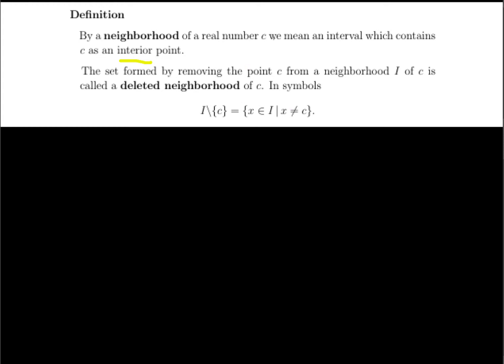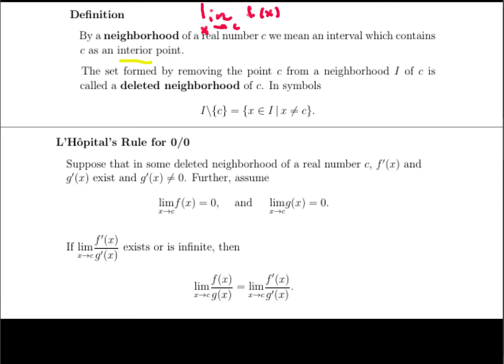Typically, we're looking at a limit as x gets close to c of some function. And so we never want to evaluate anything at c, because we just want to get close to it. So we just remove that value c from the neighborhood, and in symbols, the interval I with c removed just means everybody in I except for c. Pretty simple. Okay, so that's needed here for the definition of L'Hopital's rule.